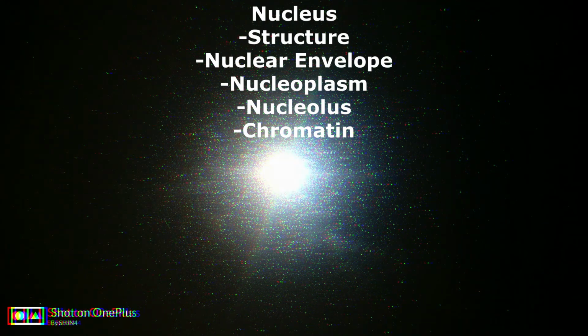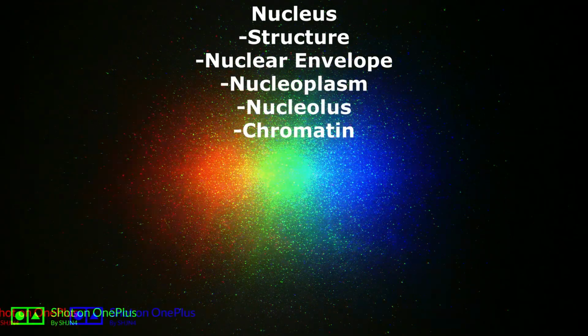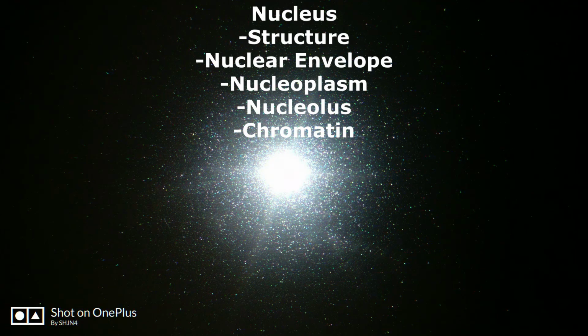Structure. A nucleus in the non-dividing phase is called an interphase nucleus, and a typical interphase nucleus is differentiated into nuclear envelope, nucleoplasm or nuclear matrix, nucleolus and chromatin. Nuclear envelope. It bounds the nucleus on the outside and separates it from the cytoplasm.